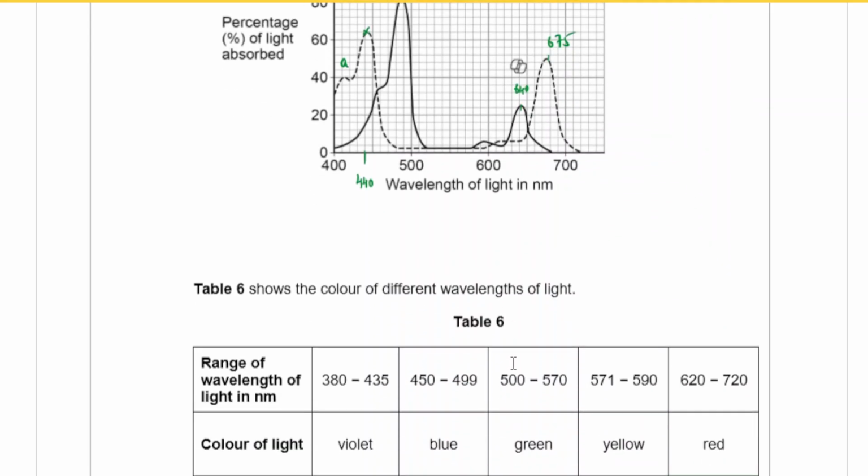Table 6 shows the color of different wavelengths of light. So anything between 380 to 435 is violet. So 435 is going to be violet. And 450 to 499.